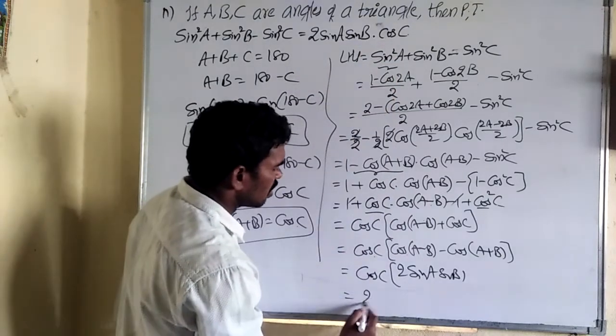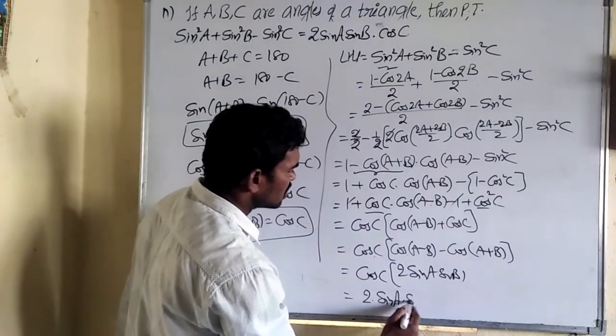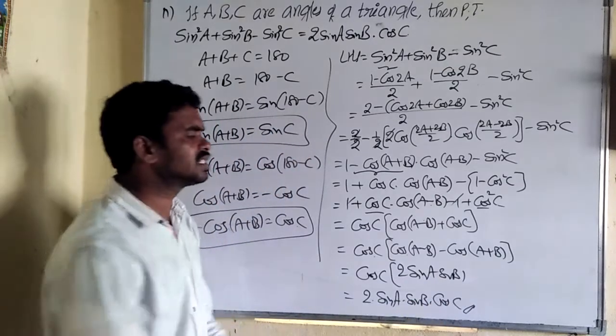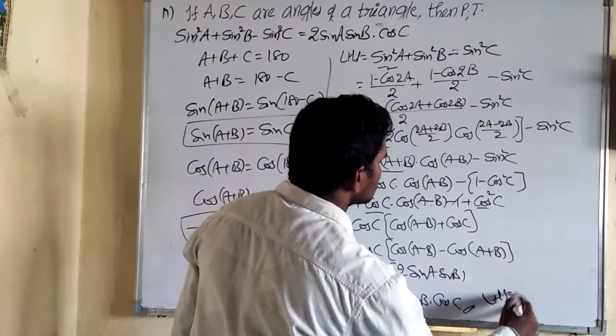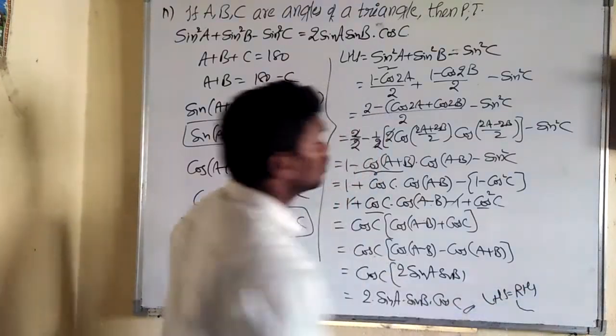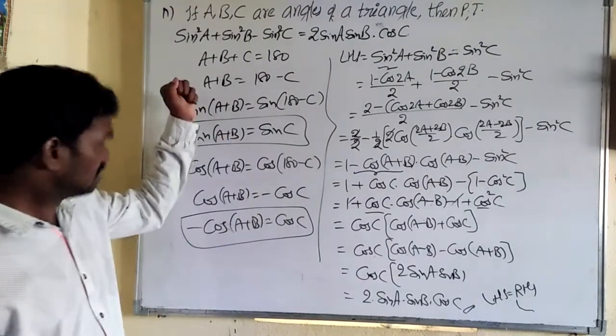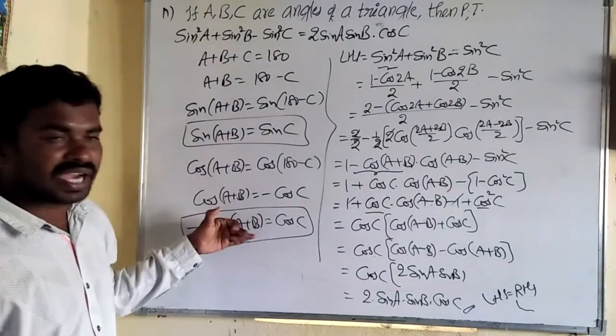So now write in order 2 sin a sin b cos c. Got it? Is equal to RHS, hence proved. So therefore LHS is equal to RHS, hence proved. Just got it. See once again, this is the same pattern.